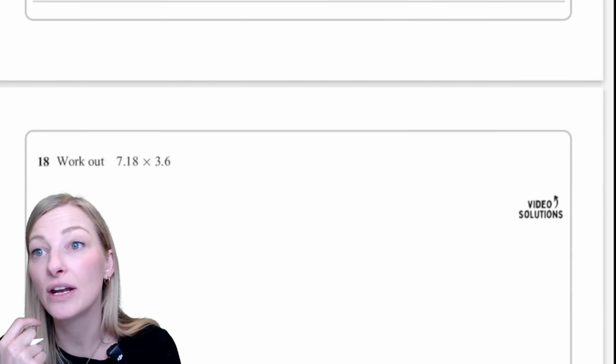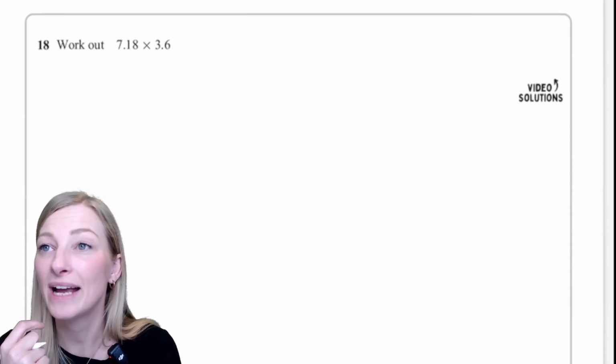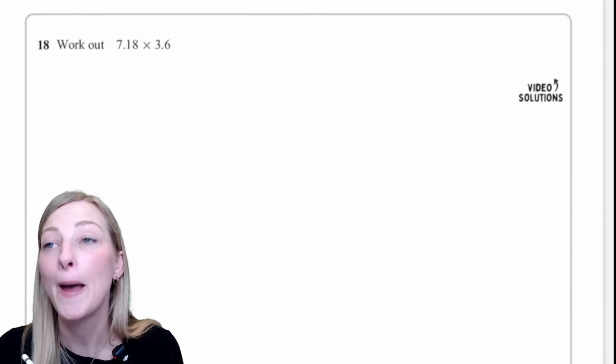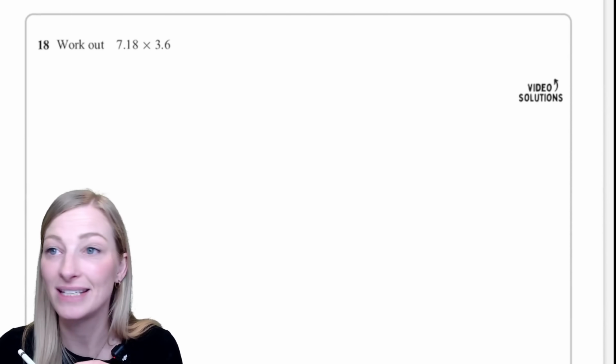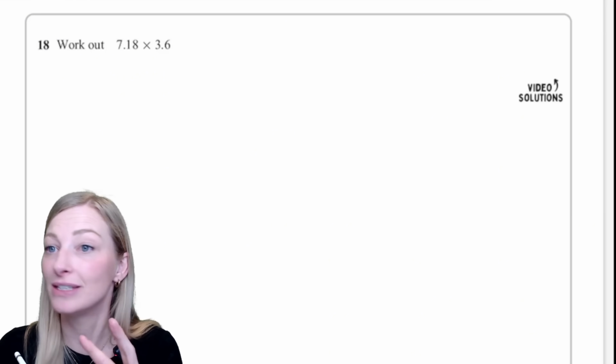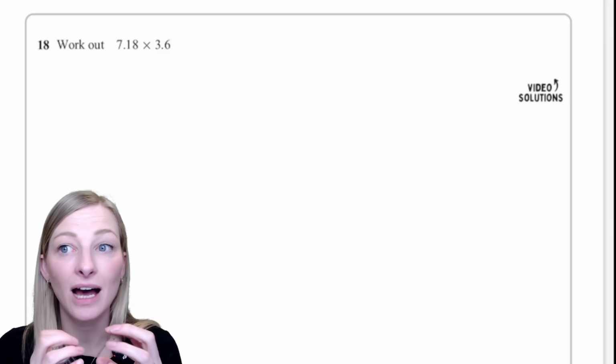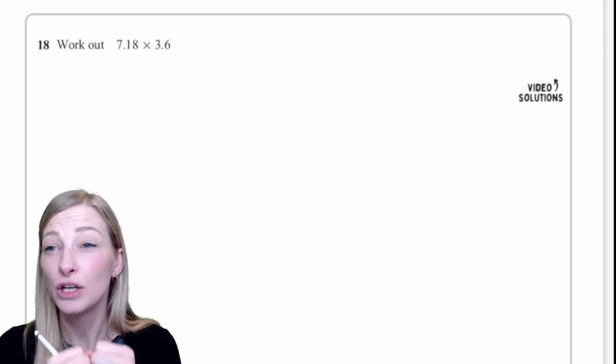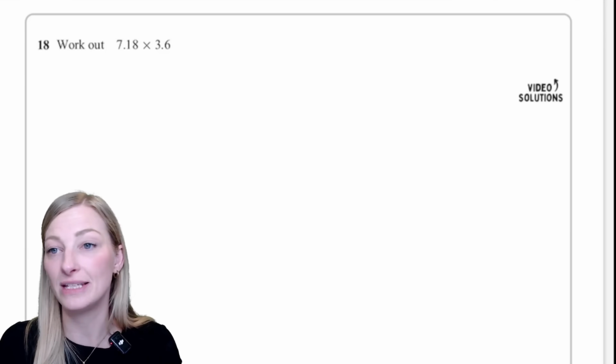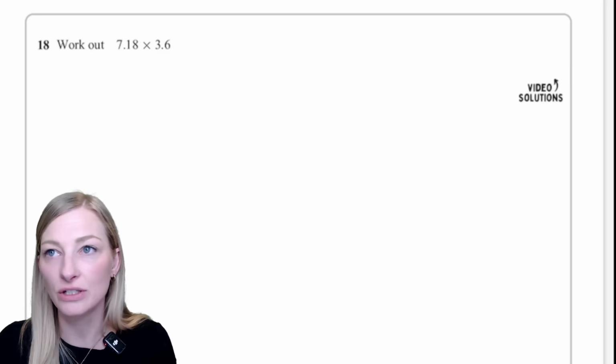Okay, question number 18. Work out 7.18 multiplied by 3.6. There are two methods here that I would recommend, and I would hugely encourage you to be confident in one of these methods. Which one doesn't really matter.